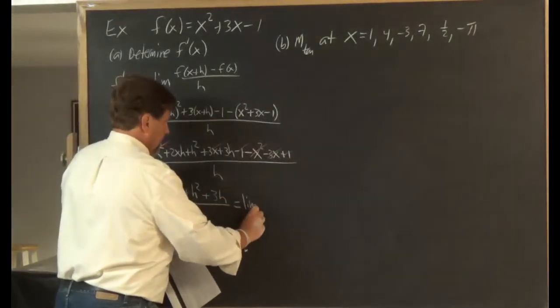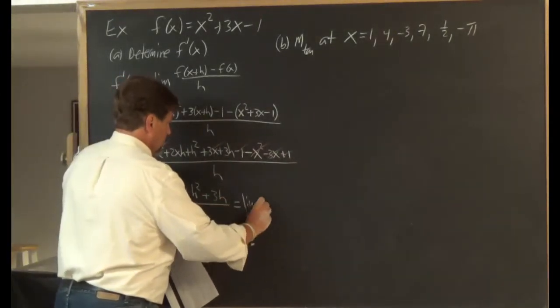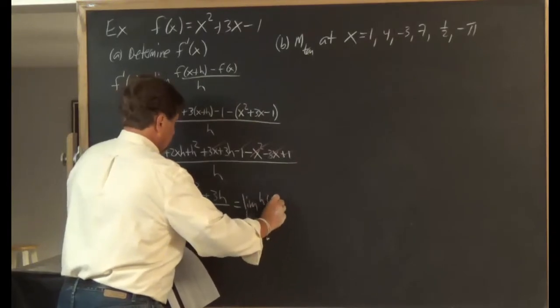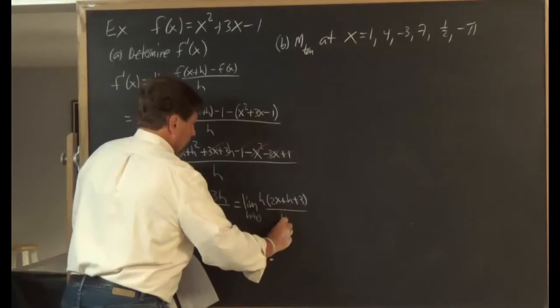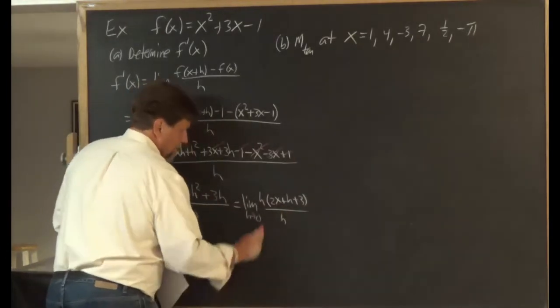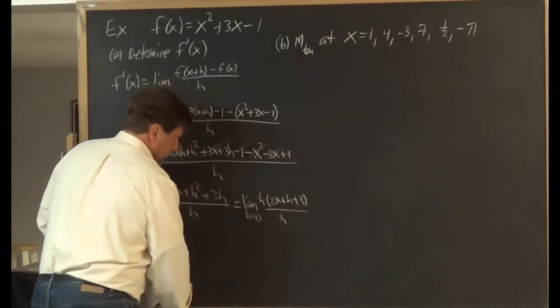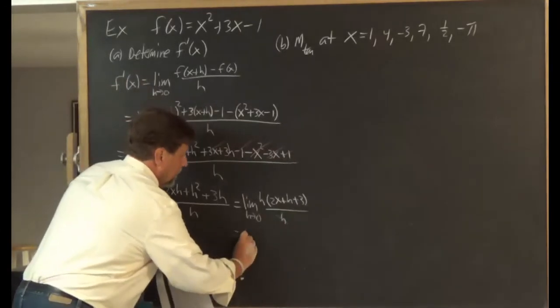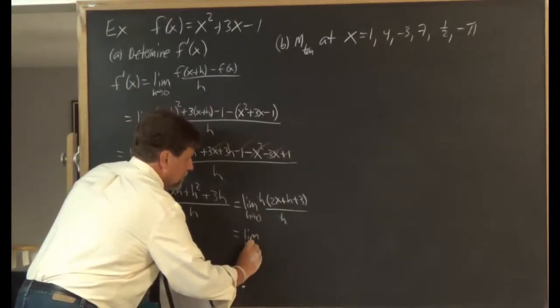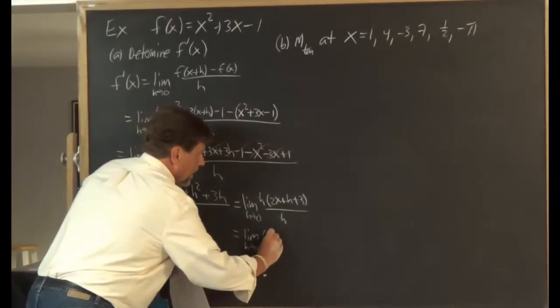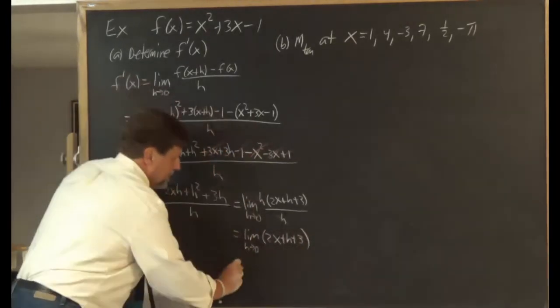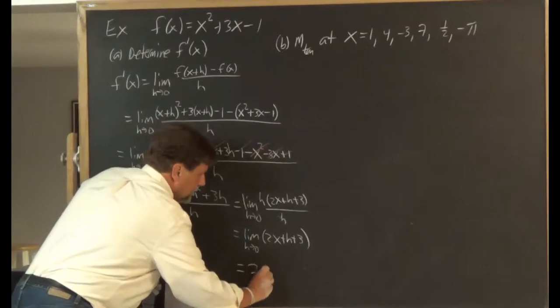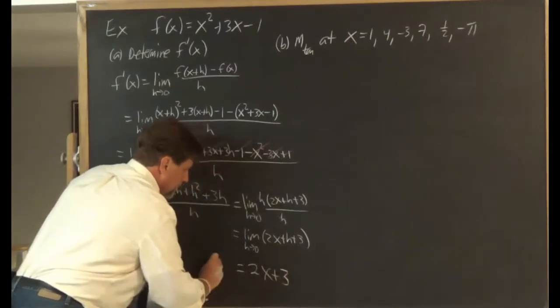So we factor an h out of the numerator. Leaves us with a 2x plus h plus 3. And once we factor it out, we can cancel it out. So we're left with the limit as h approaches 0 of 2x plus h plus 3. Substitute 0, and we get 2x plus 3.